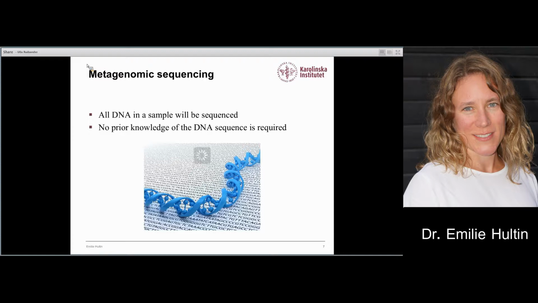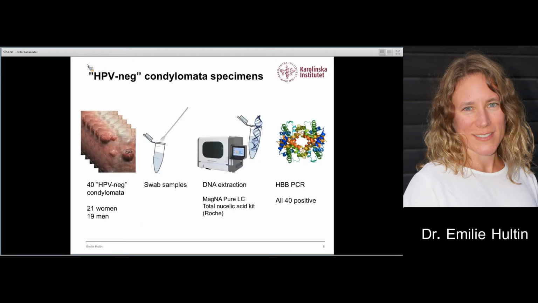So in total, we had 40 HPV negative condyloma specimens. 21 were from women and 19 were from men. These were swab samples from the wart. And the DNA was extracted by a robotic system using beads for purification. All the samples were also tested for human DNA by a PCR for human hemoglobin beta, and they were all positive for human DNA.